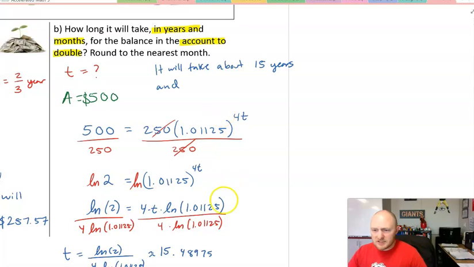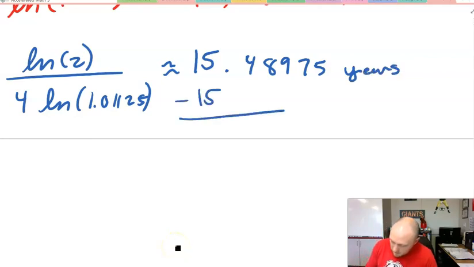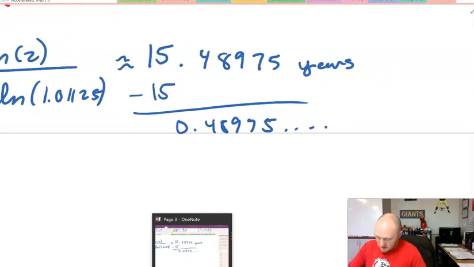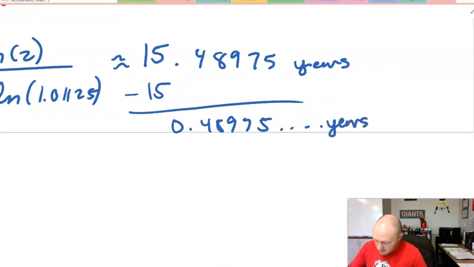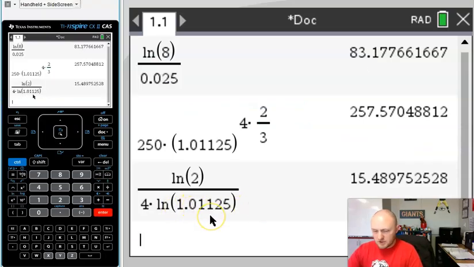So what I'm going to do is take away this down here, the t. This is in years. So I'm going to take away 15, and that's going to leave 0.48975, and so on. And I need to take these years and convert to months. So 12 months, right? And I'll cancel the years. Okay, so we're going to take our value. Let me subtract 15.